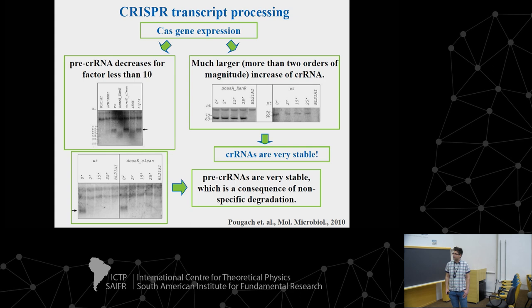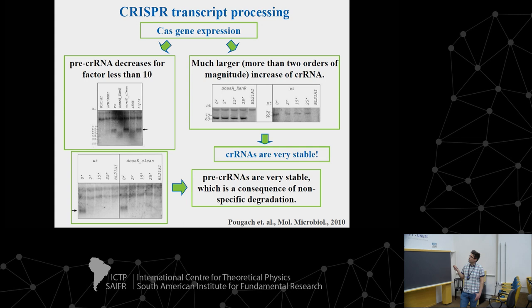What they have seen is that if they overexpress their Cas genes, and just to remind you, Cas genes are the ones processing, cutting the pre-crRNA into small RNA molecules, then pre-crRNA will decrease by a factor which is less than 10. But if they look at crRNA, they get more than two orders of magnitude increase of crRNA. So a very modest decrease in pre-crRNA leads to a much larger, more than two orders of magnitude larger, increase of crRNA.